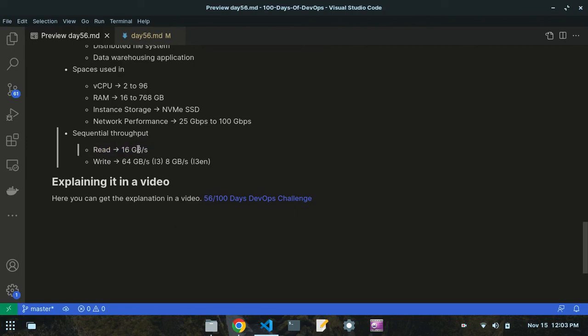On the reading side, the speed will be the same on the I3 and I3EN, that is 16 GB per second. But on the writing side, for I3 the speed will be 64 GB per second, but for I3EN the writing speed will be 8 GB per second. Alright, so that's it for now.